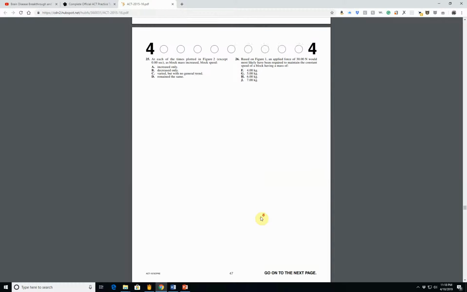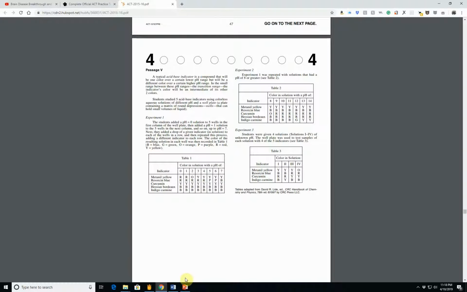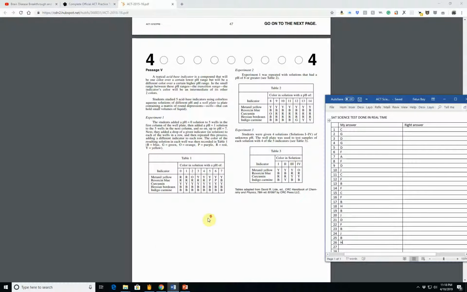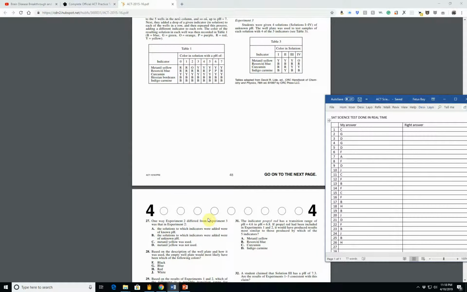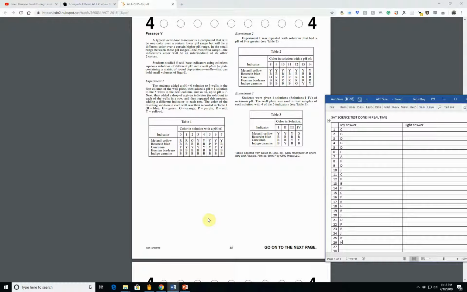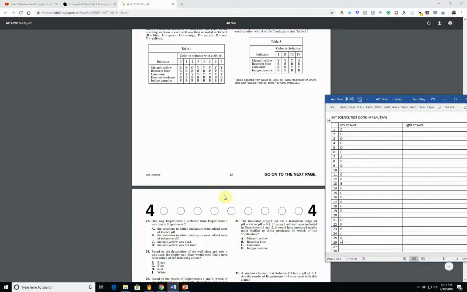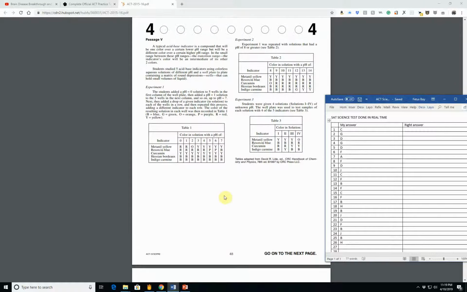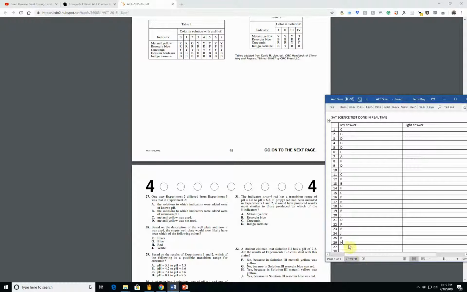So, let's see here. A typical acid-base indicator will be one color at pH 2. One way in which experiment 2 differed from experiment 3. In experiment 2, solutions had a pH of 8 or greater. In 3, we don't know. The solutions to which... Yeah, so they were of known pH, so it'd be A, because in the other one they're having you test for it.